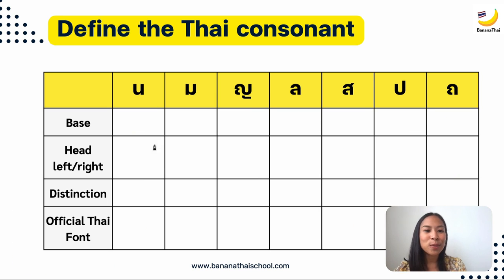Let's try a bit more. This one ka. Base. What is base? Double head base. Right? And the head below one is opposite side. This is no nu, no? This one ka. With the head, two head here. What is it? Mo ma. No? No nu. Mo ma.